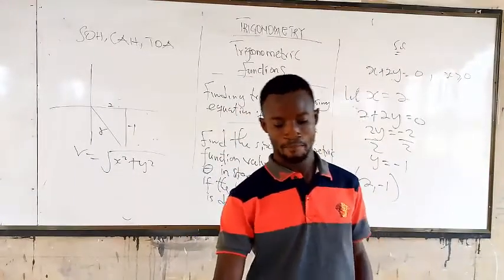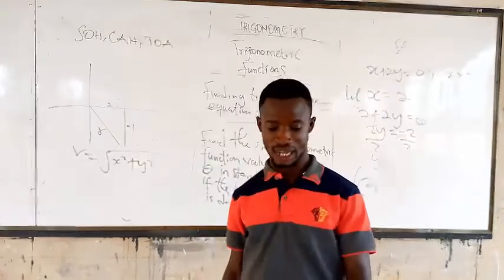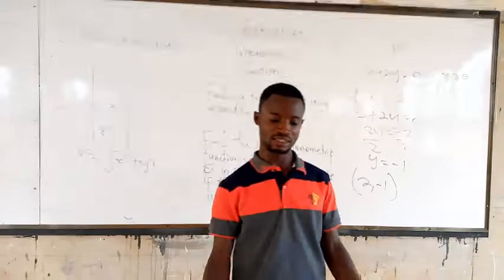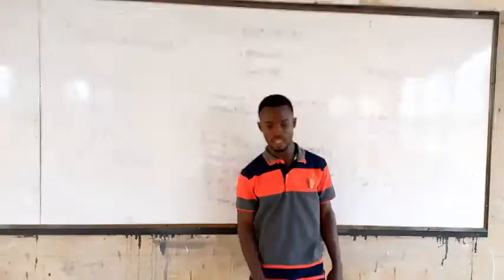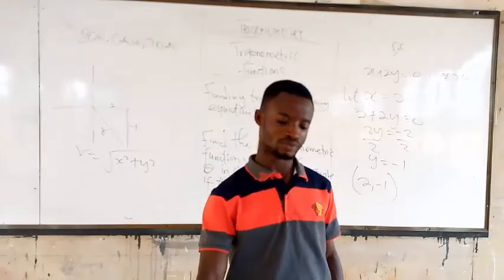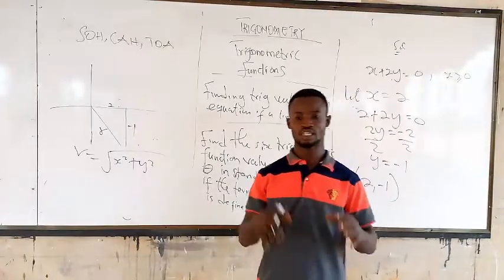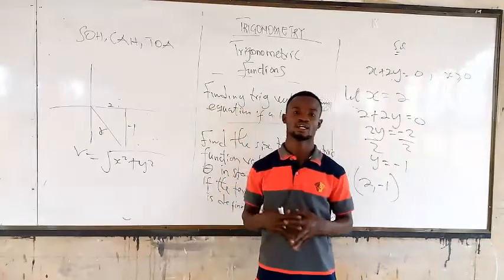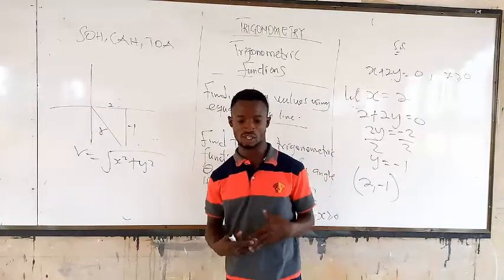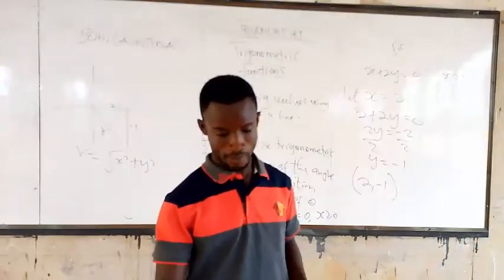In summary, all that we have done is that we have been able to find the distance r of a point, and also find all the trigonometric functions. Alright, so that is that.